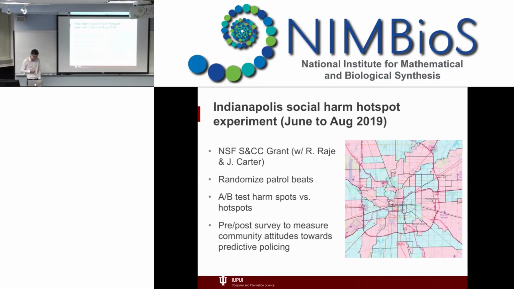This is the last thing that we're doing. A part of that experiment is looking at community attitudes towards using predictive models for policing. There's a lot of debate right now about whether we should even be using technology and algorithms to police. So we want to gauge the community's attitude, at least in Indianapolis, towards using these methods.